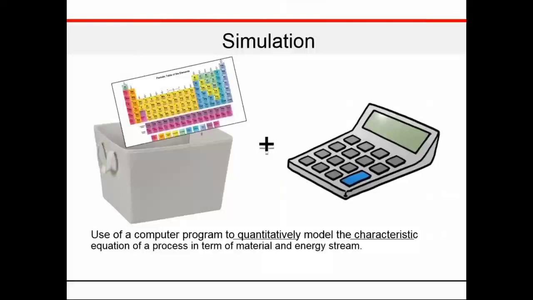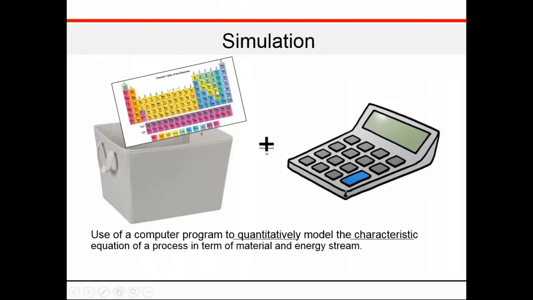So everything I've just explained about simulation is explained here. We are making use of a computer program to quantitatively model. Why are we talking about that? Because we'll be dealing with volumes, quantity, flow rates, and the rest of them. So we would need to model it quantitatively. And what are we modeling? The characteristic equation of a process. Everything that is going to be happening there is the characteristic equation of the process.